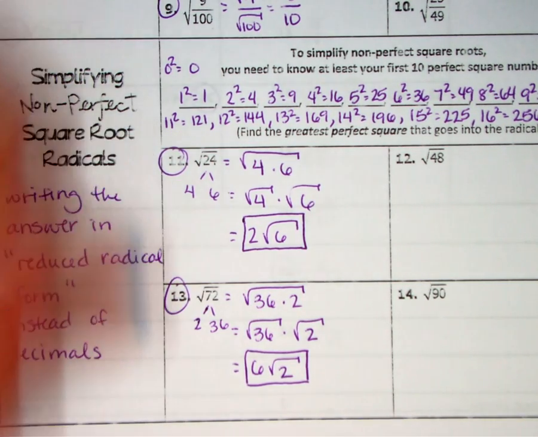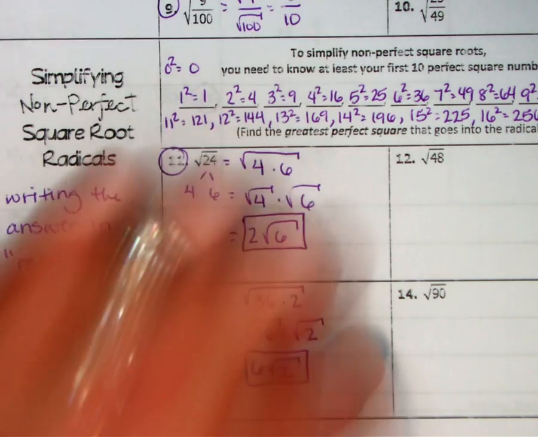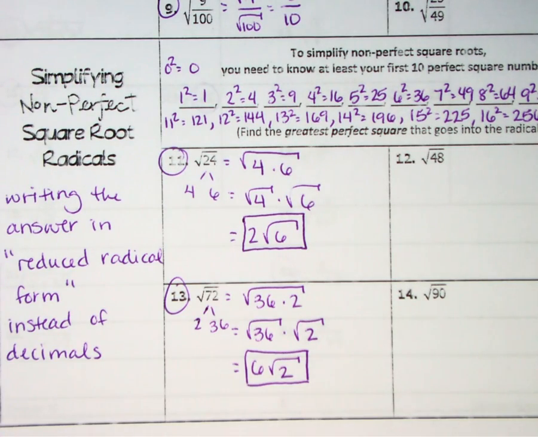Okay, I did 11 and 13 for you. I would like you to do 12 and 14 for homework. When you're ready, please flip it over to the back. We're going to look at 2 more examples.